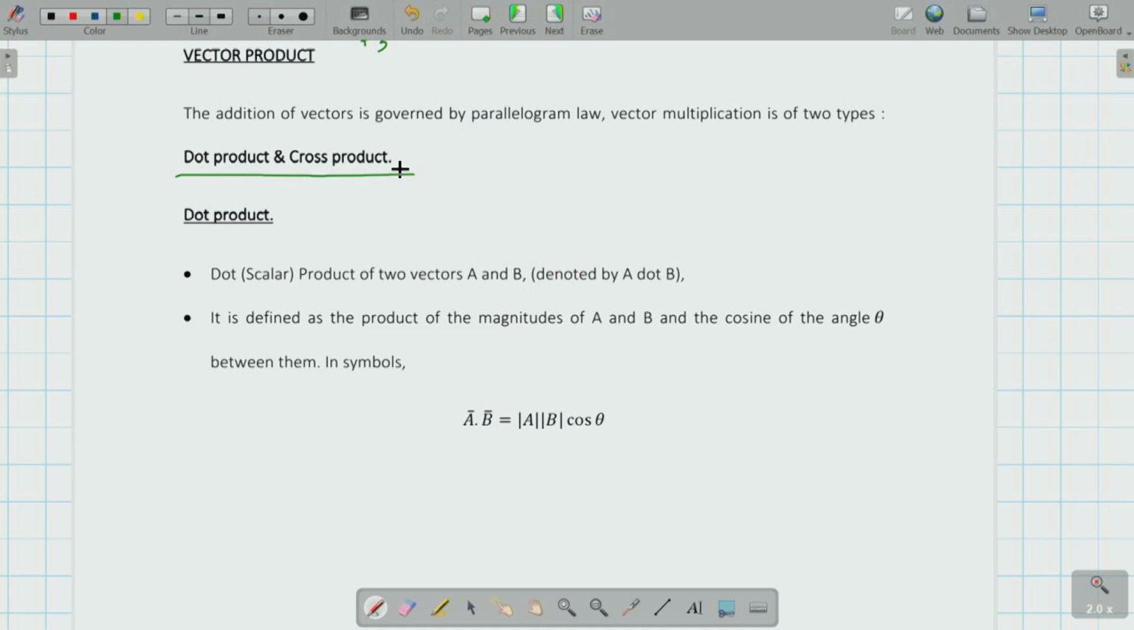We will first talk about dot product. Dot product of two vectors A and B is denoted as A dot B. We write it as A dot B, and it is defined as A dot B is going to be mod A mod B cos theta, and this is a scalar quantity.